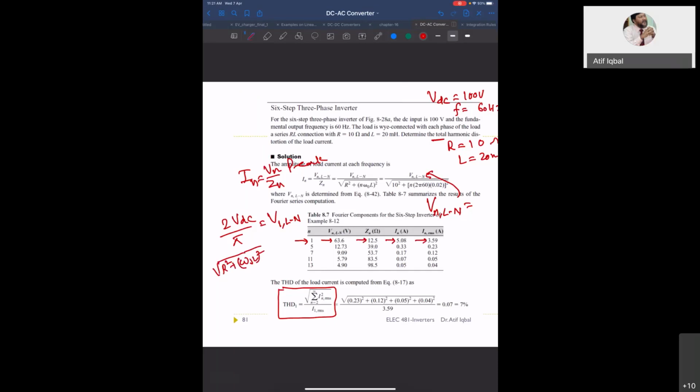So you calculate the RMS, 5.08 divided by root 2. So this current is obtained as In divided by root 2. So we calculate for the 5th, 7th, 11th, 13th. So a few harmonics we have calculated, and then you use this formula to obtain the total harmonic distortion.